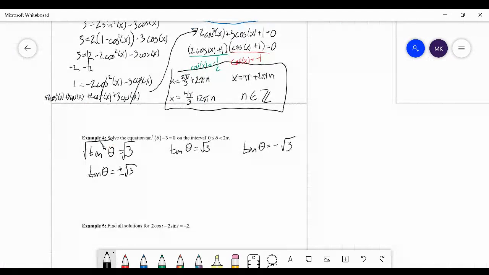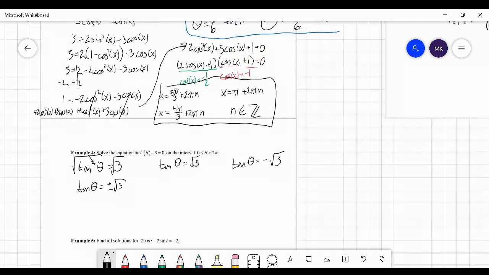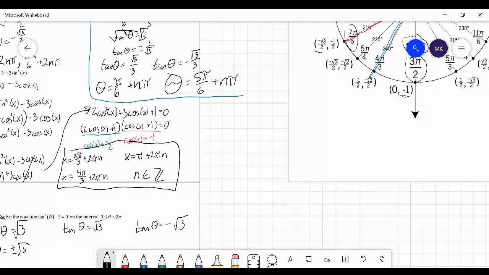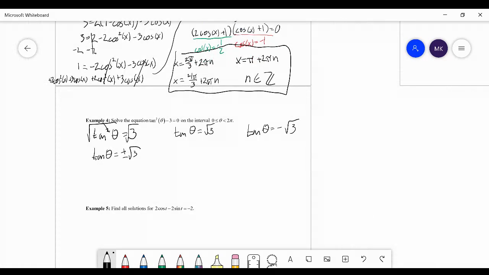So for tangent of theta to equal positive root 3, that happens at pi over 3, or sorry, pi over 3 here. But then also at 4 pi over 3, because a negative divided by a negative is positive. So that means this gives us the solution of pi over 3 and 4 pi over 3. Similarly, when tangent theta equals negative root 3, you can look at the unit circle and you see that you'd get 2 pi over 3 and 5 pi over 3.